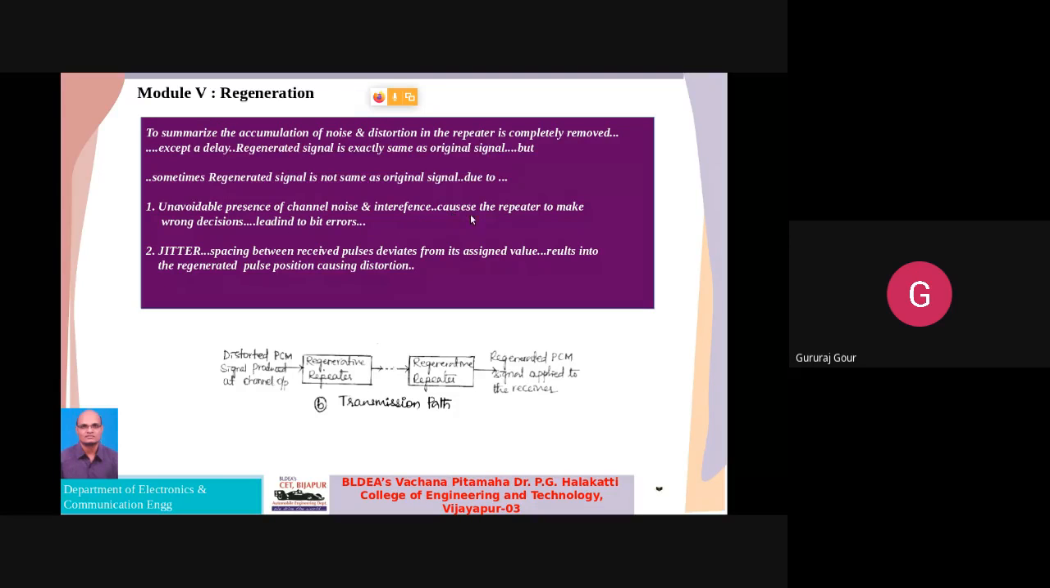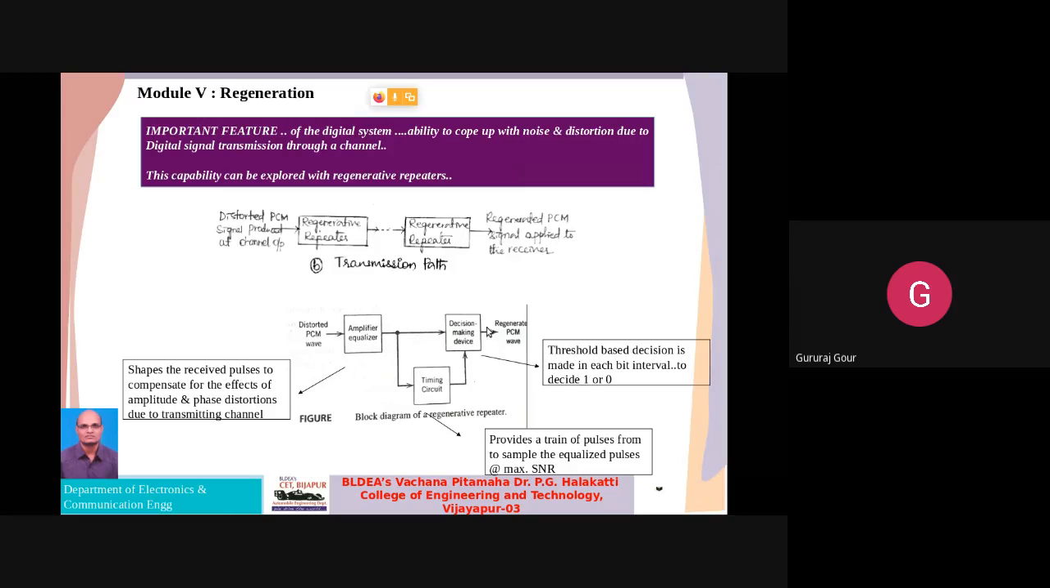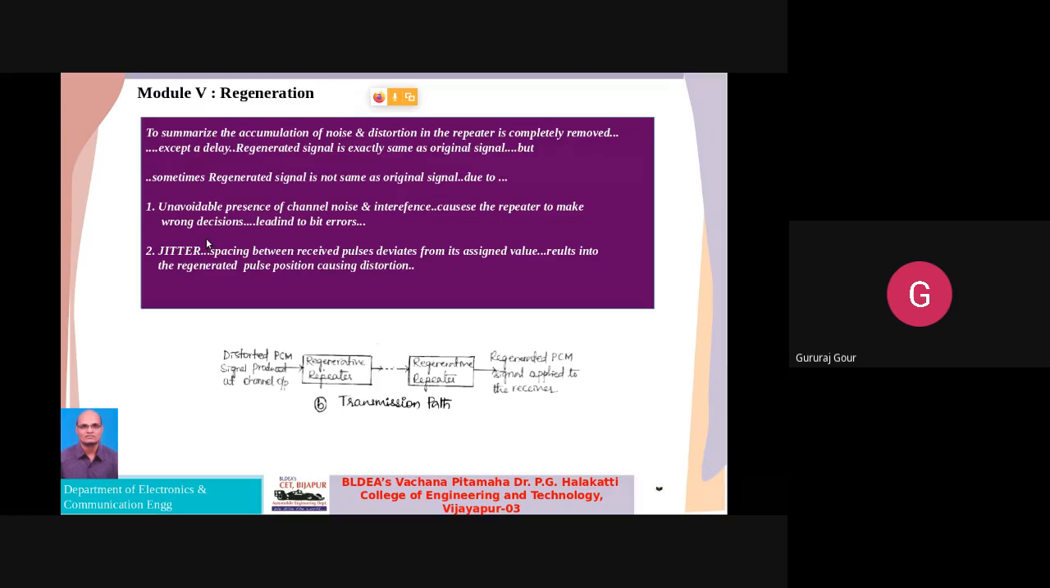Such things cause the repeater to make wrong decisions. It may read 1 as 0 or 0 as 1. A wrong decision will be made by this regenerative repeater only in case of unavoidable channel noise and interference. Another thing we can call jitter.